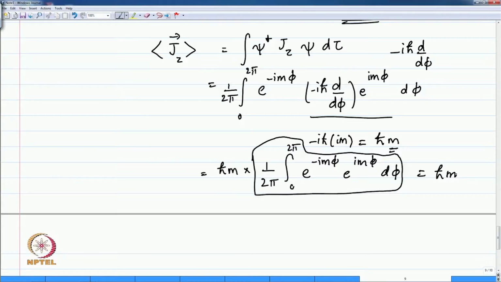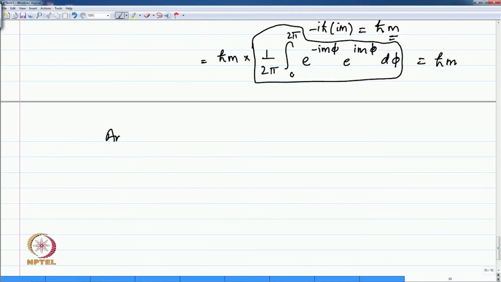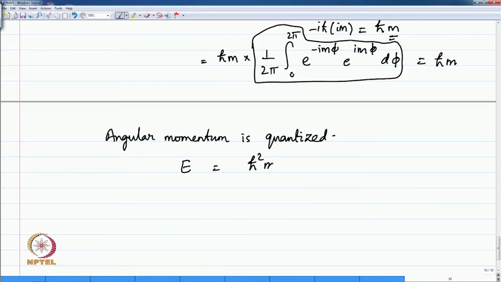So, the angular momentum is therefore a quantized quantity. Angular momentum is quantized. You already have derived the energy E as h bar squared m squared by 2 I. Thus, the rotational kinetic energy is also quantized.